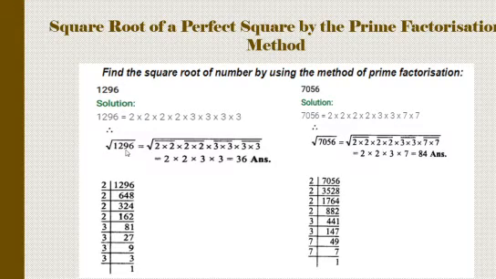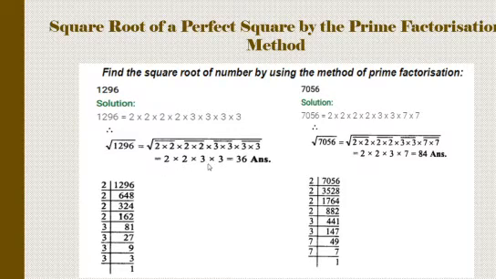Then under root of 1296 we can write down like this in pairs. 2 pairs of 2 are there, and 3 again 2 pairs are there. In the same way, to remove the root sign, out of these pairs one number you take out. Here 2 pairs of 2 are there, so 1 we have taken out. Then out of this pair the 3 we have taken out. Then again out of this pair one 3 we have taken out.